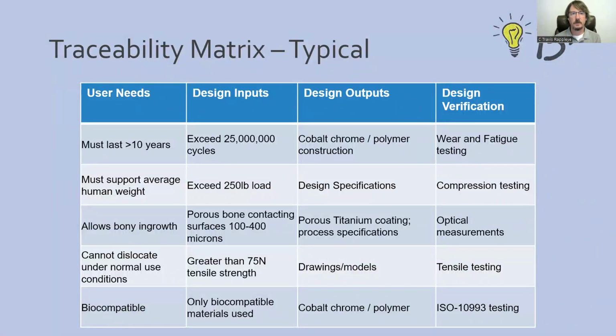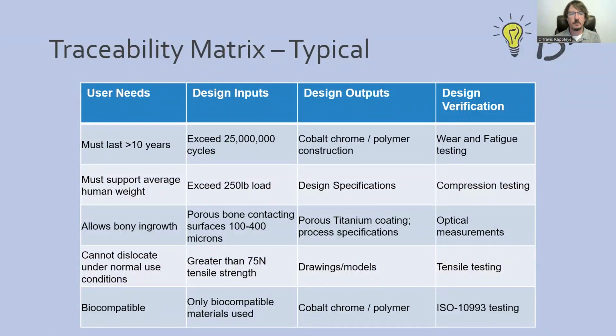We put this all into a traceability matrix. This isn't required by the FDA, but a lot of people do it. A lot of companies will put together a traceability matrix to keep all this in one place, and it'll look something like this, where we've got a row for each user need, the associated design input, the associated design output, and the design verification.